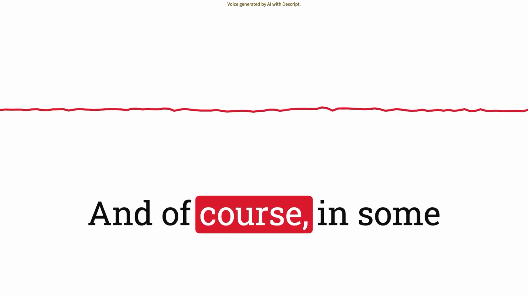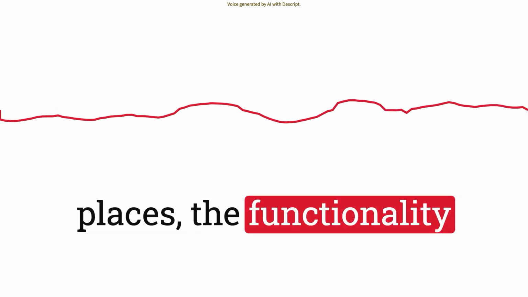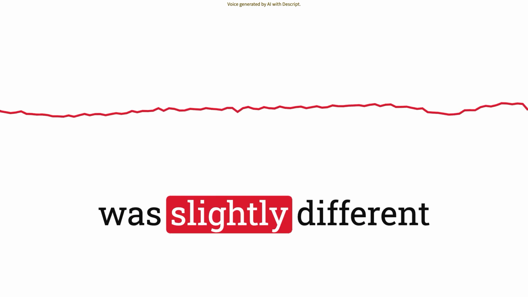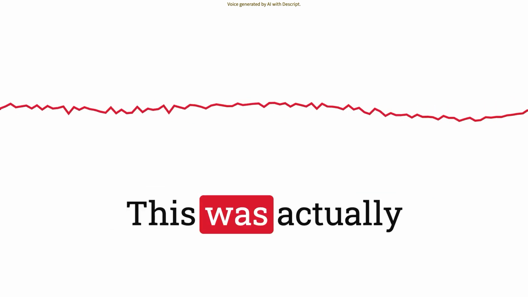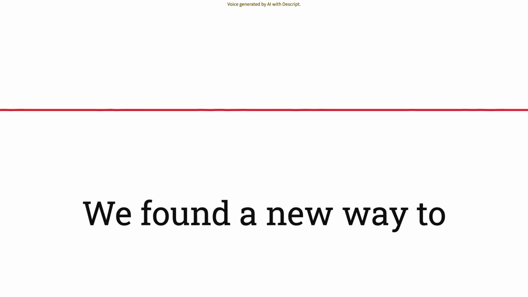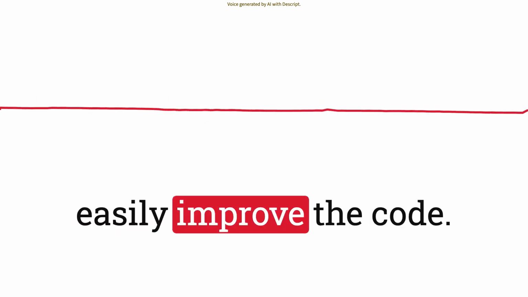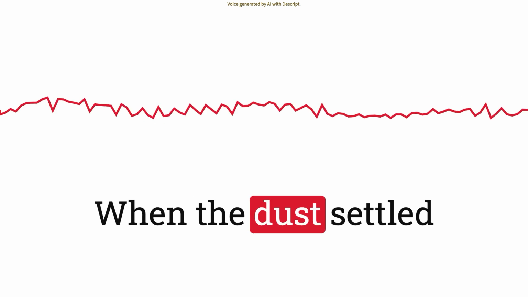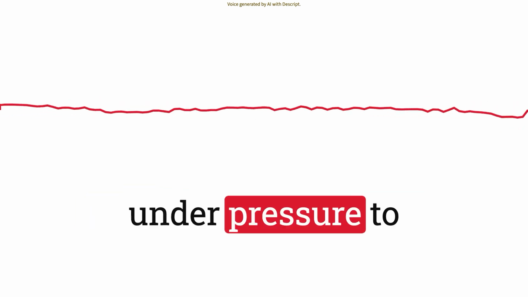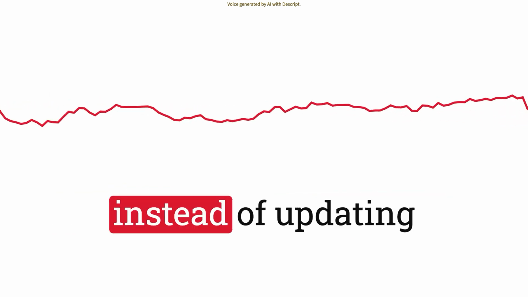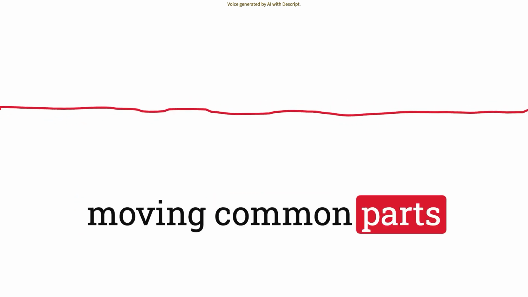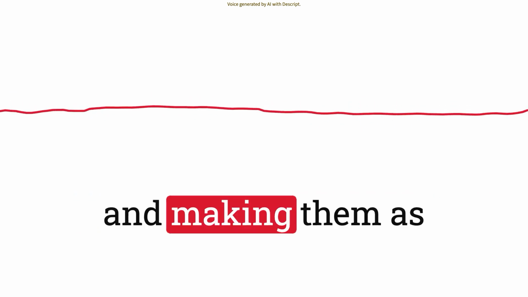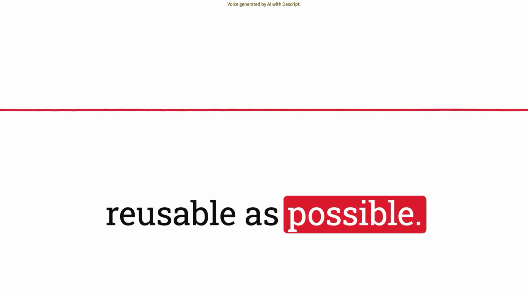And of course, in some places, the functionality of the same elements was slightly different because it was not always updated everywhere. This was actually a good thing for us. We found a new way to easily improve the code. When the dust settled and we were no longer under pressure to deliver critical updates, instead of updating the same elements a few times, we started moving common parts into new components and making them as reusable as possible.